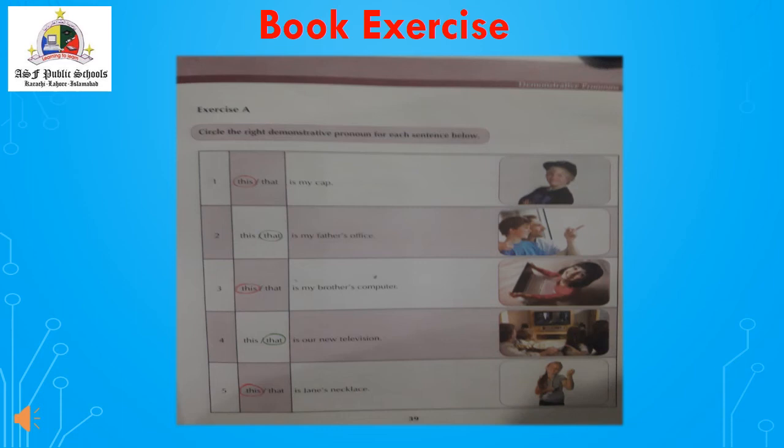In the third sentence, the computer is in the girl's hand. So the computer is near to her. So we circle the answer this. In the fourth sentence, the television is far from the speaker. So the answer is that. And in the fifth sentence, the necklace is in the girl's hand. So it is close to her. So we will circle the answer this.